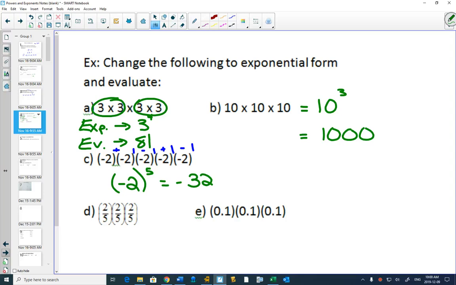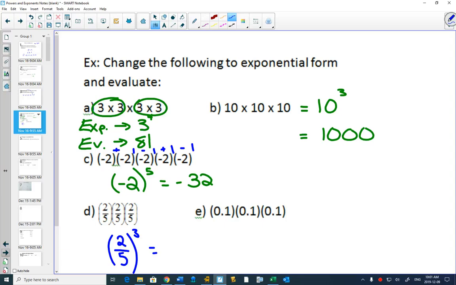Now, you can change things to exponential form with fractions as well. Here, the base is 2/5. How many times are we repeated multiplication? 3 times. If we evaluated that, how do you multiply fractions? What's the rule? Do you need a common denominator for multiplying fractions? No. We get a common denominator when we're adding and subtracting fractions. When we multiply fractions, what's our fraction rule for multiplying fractions? Multiply the tops, multiply the bottom.